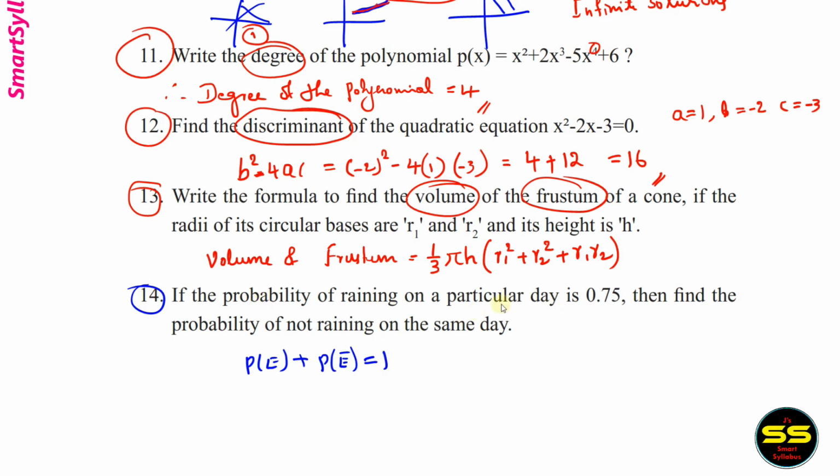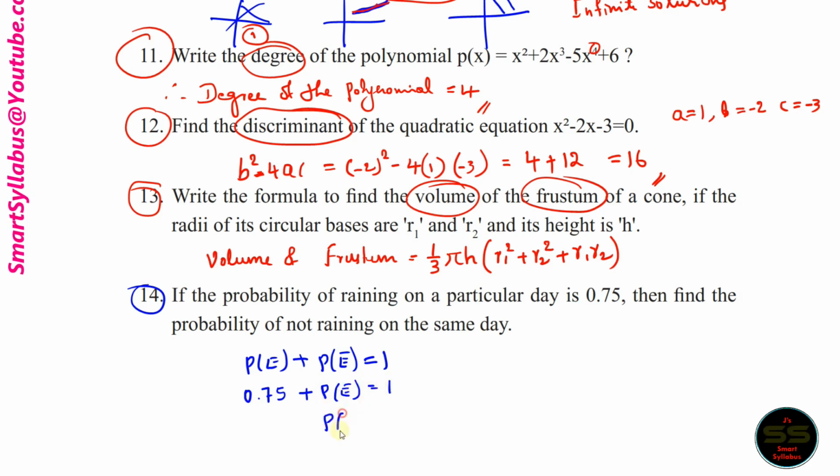So on a particular day, the raining probability is 0.75, which means 0.75 plus, we need to find the probability of not raining, in the sense the negation of that particular event, equals 1.